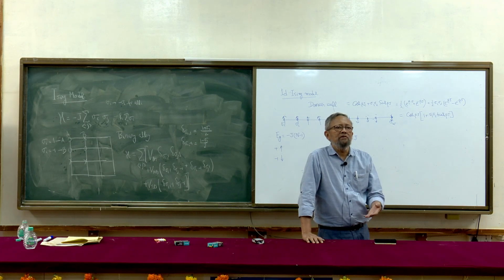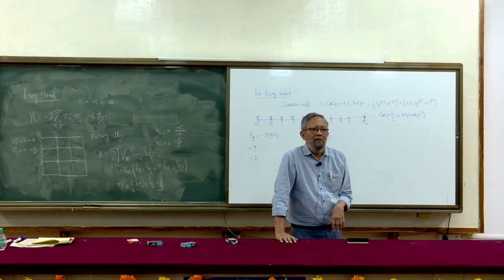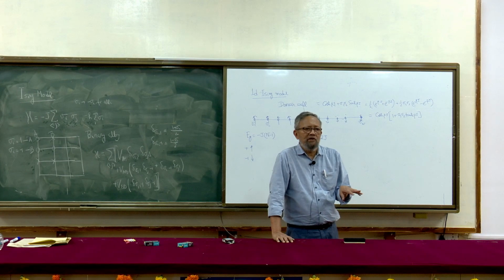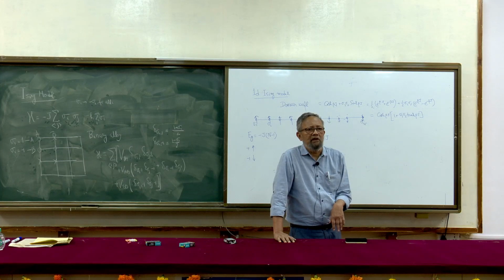So we are looking at states which have energy higher than the ground state. Those are the excited states. And so there, some pairs of spins will not be parallel. If all of them are parallel, then the energy is the same as the constant.